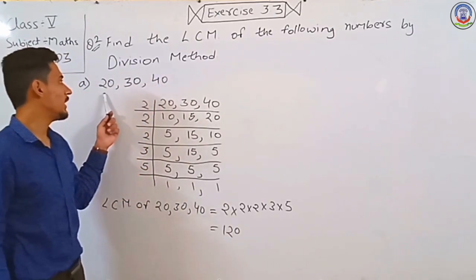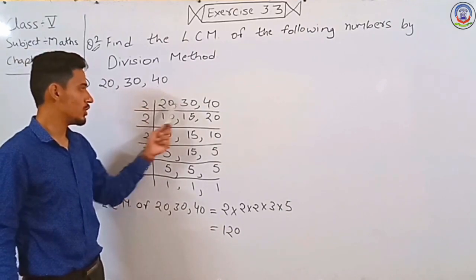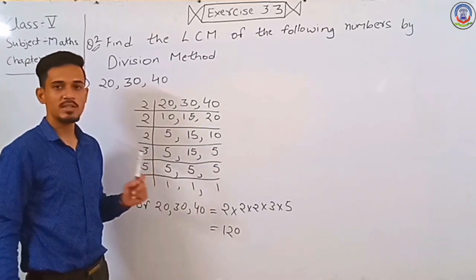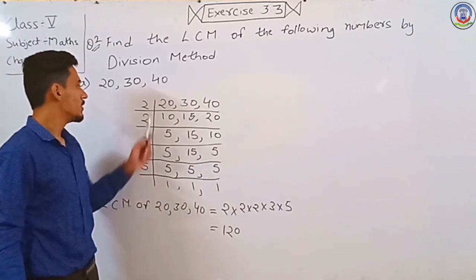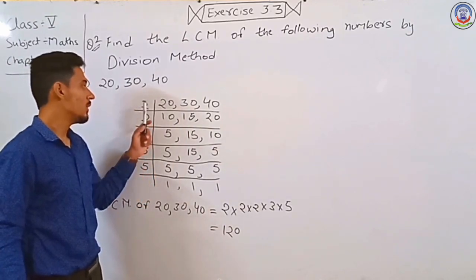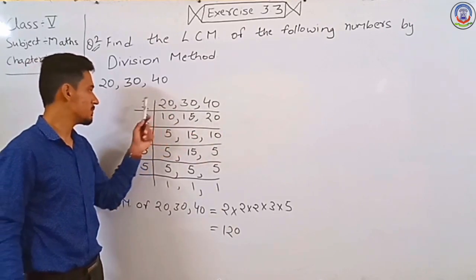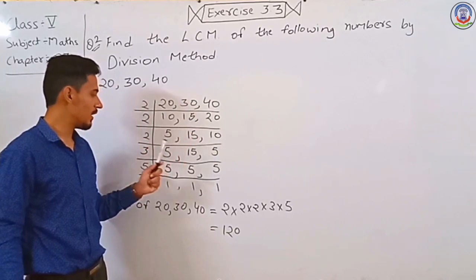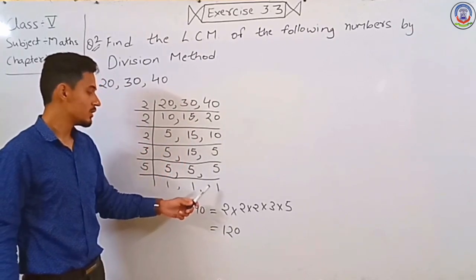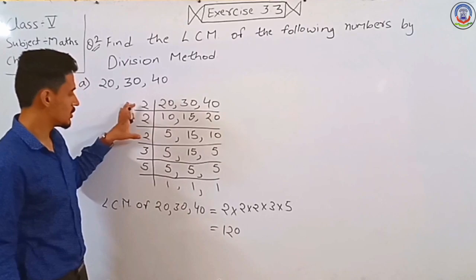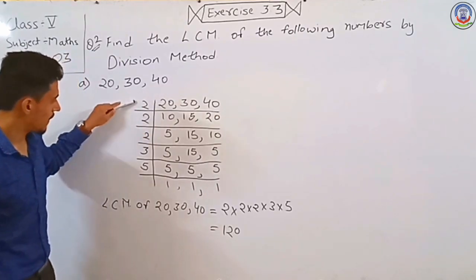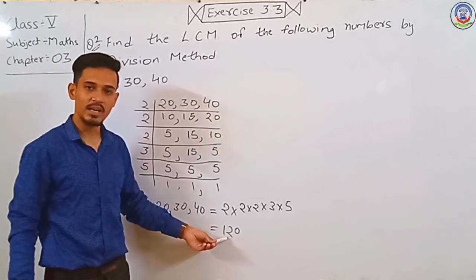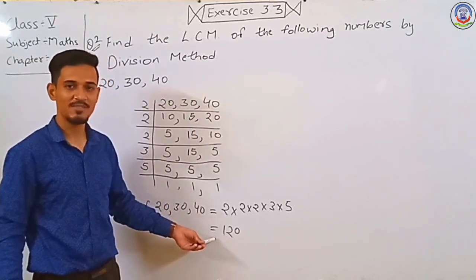First we have to write all the given numbers horizontally. Now we have to start always from the least prime factor, so it is 2. Now divide these numbers by 2, and then divide again and again until we get 1. So when we get 1, this is over. So we have to multiply all these prime factors to get the LCM, that is 120. Okay.